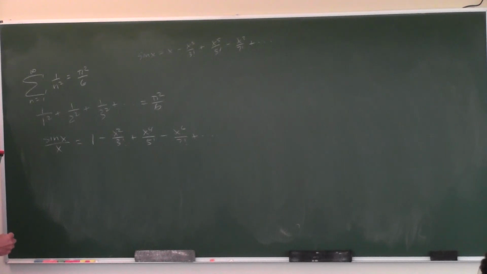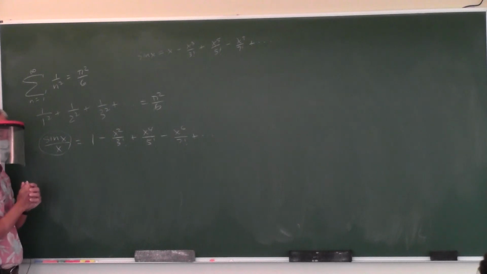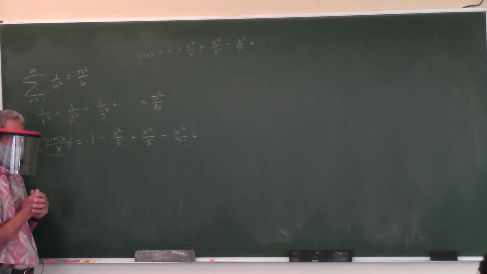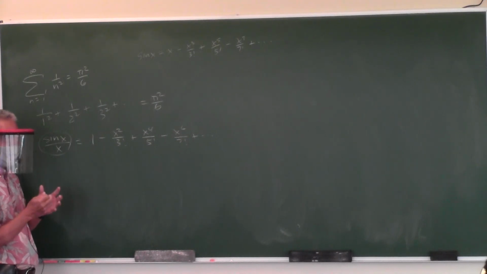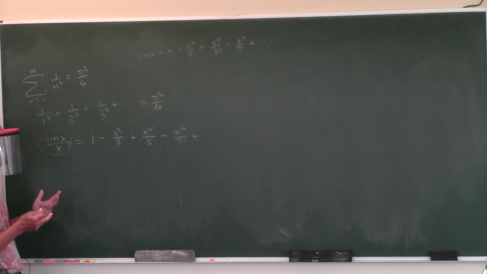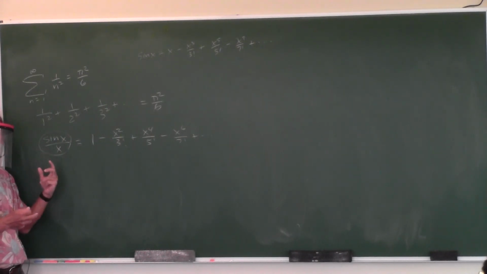Now I've got to think like how Euler thought. When will this be equal to 0? When is sine equal to 0? 0, pi, 2 pi, 3 pi, plus or minus, right? Plus or minus pi, plus or minus 2 pi, plus or minus 3 pi. But when you divide by x, you take away the 0.